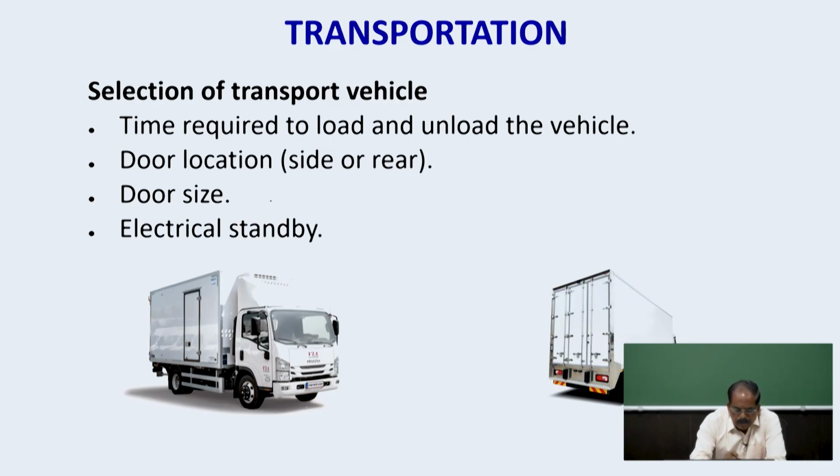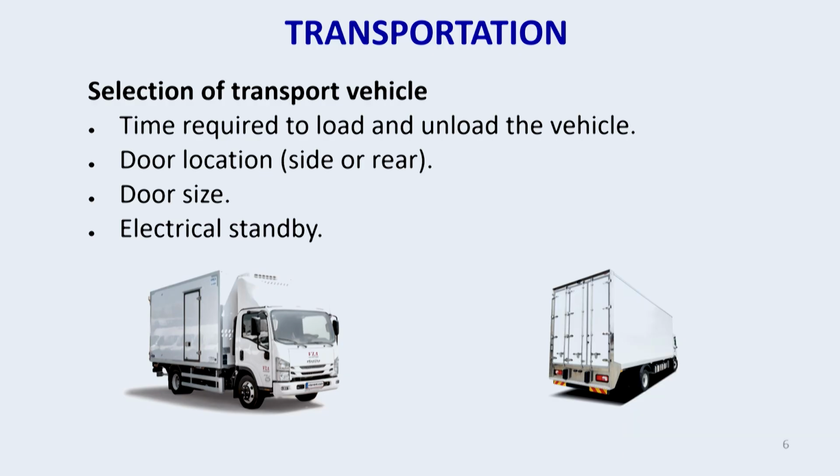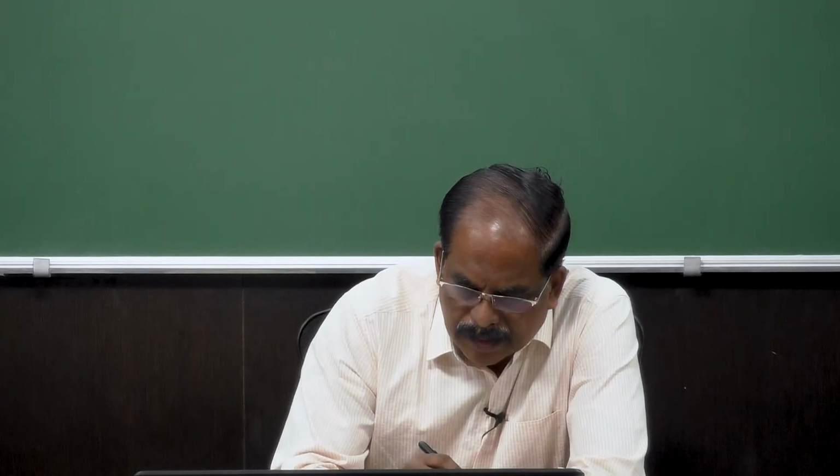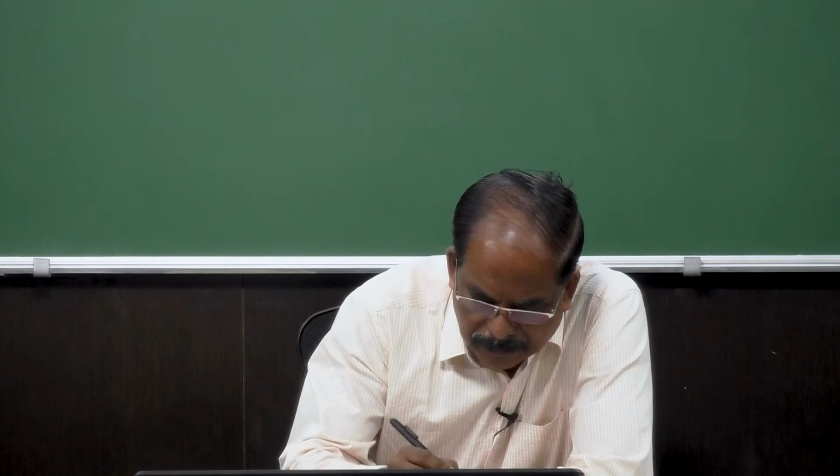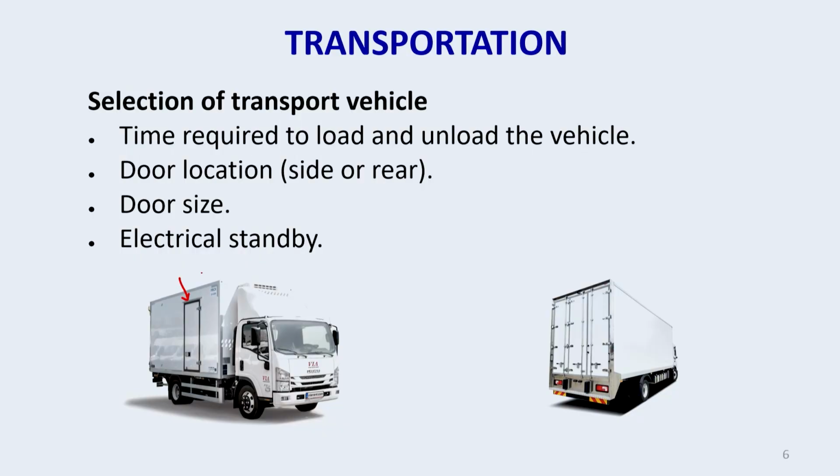Next one, continuing with this one: time required to load and unload the vehicle. So, time required to load the products in the vehicle and unload the products from the vehicle. Location of the door, whether the door is located on the rear side, that is on the back side, or on the side. So this is the side, door on the side. In this vehicle, the door is on the side.